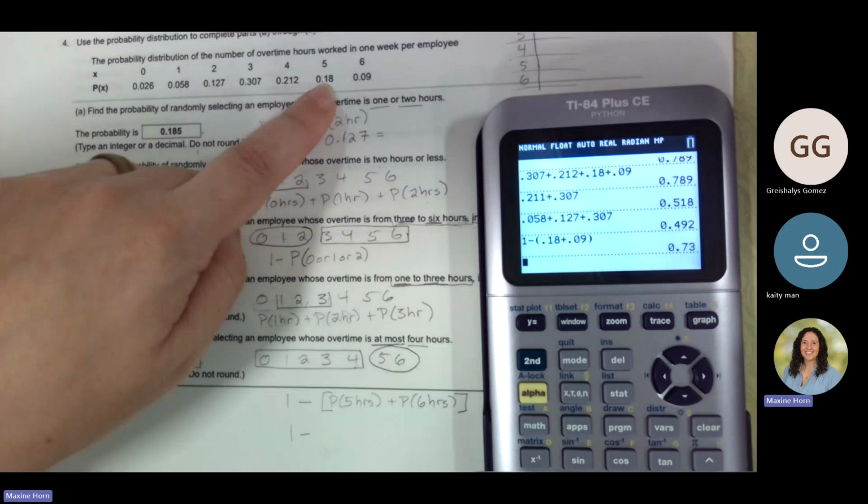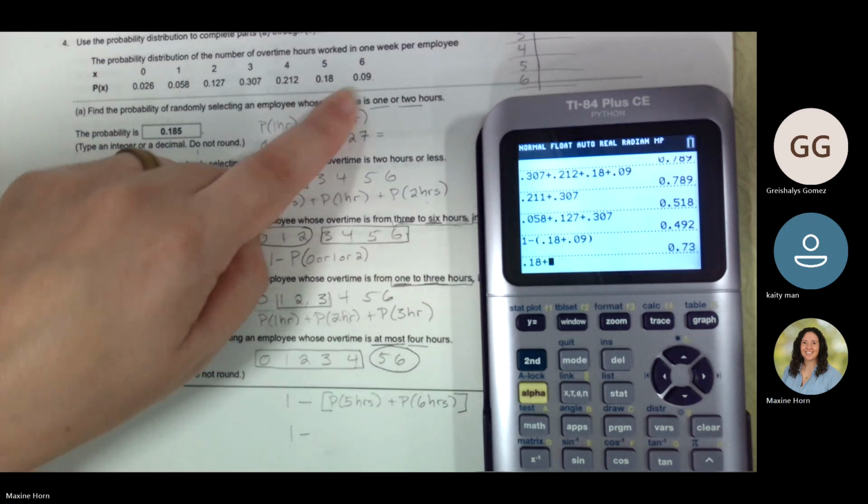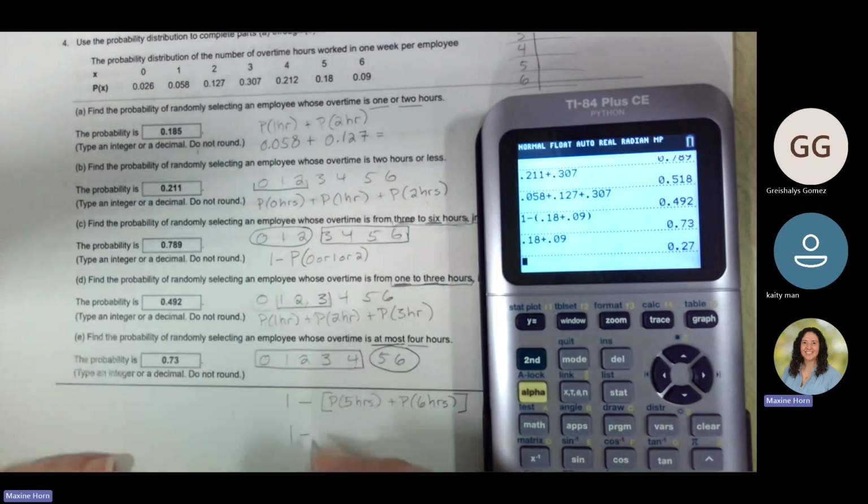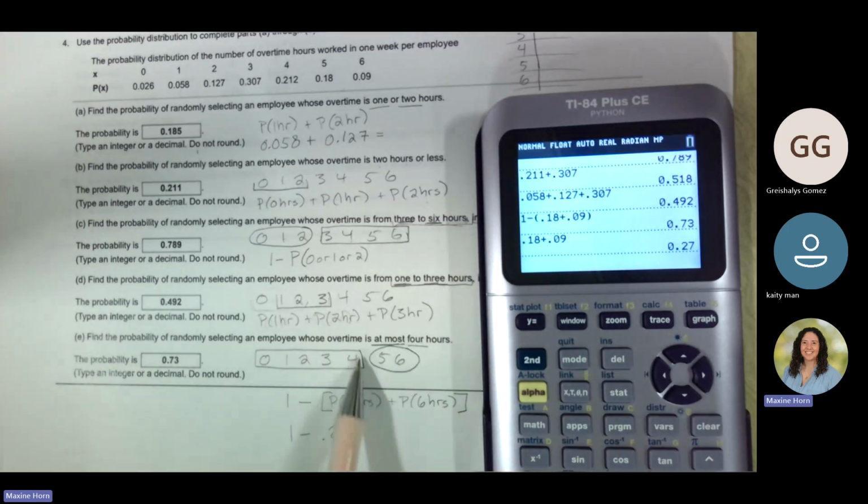Or if you don't want to do that, you can do it one step at a time. You can say, okay, 5 and 6. That's going to give me 0.27. 0.27 is the complement of what I want to find. So I'm going to do 1 minus. And you can either type in 0.27 or you can use the second answer. And either way, you're getting the 0.73, right? Excuse me.